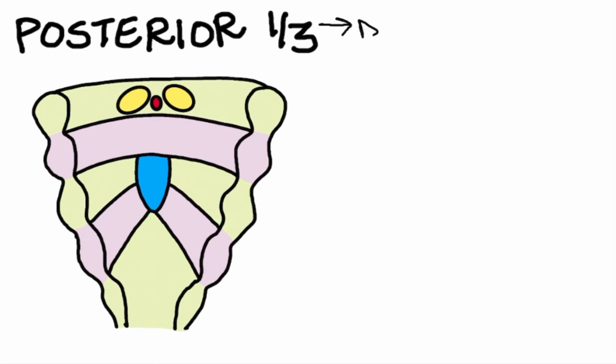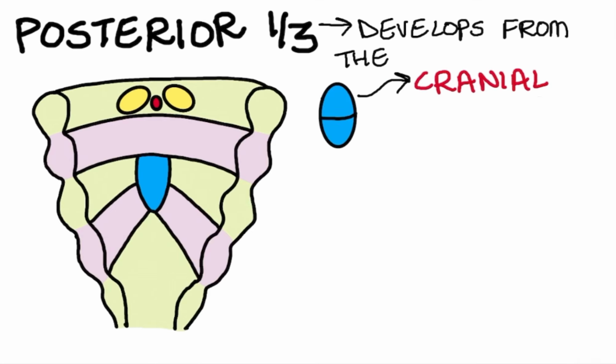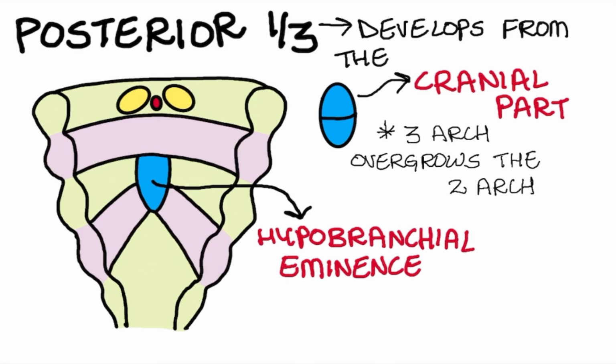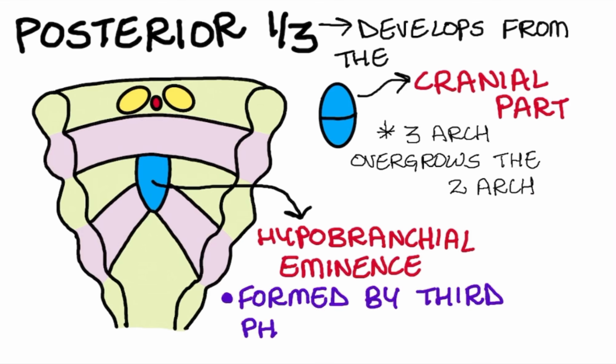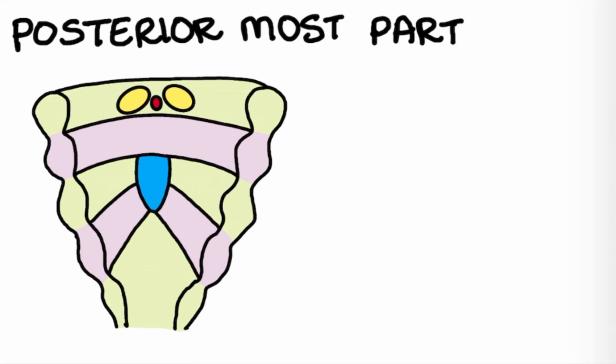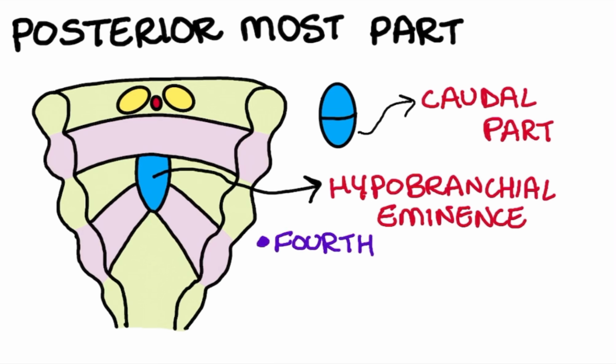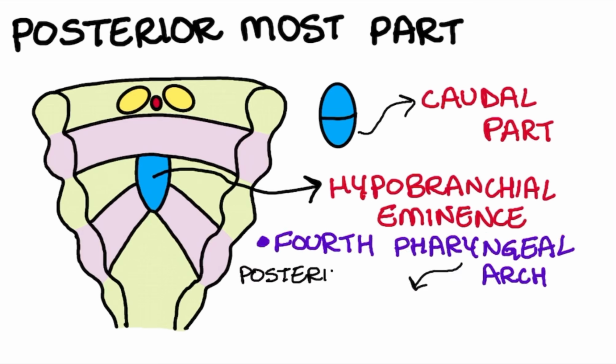Then we move to the posterior 1/3 of the tongue. It develops from the cranial part of the hypobranchial eminence. The third arch overgrows the second arch. So, the posterior 1/3 of the tongue is mainly formed by the third pharyngeal arch. Then we move to the extreme back of the tongue, that is the posteriormost part of the tongue. The caudal part of the hypobranchial eminence, or in that sense, the fourth pharyngeal arch, forms the posteriormost part of the tongue and the epiglottis.